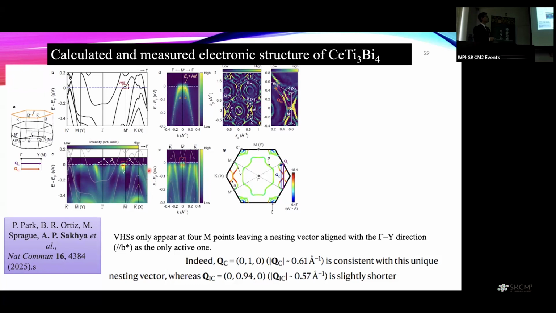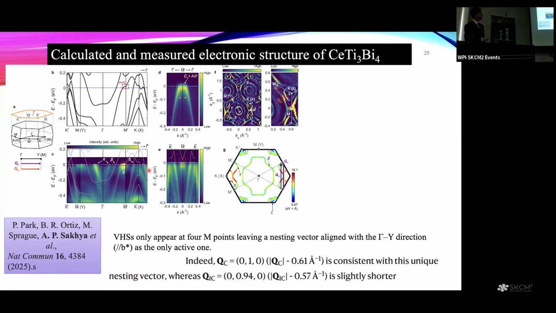play a very important role in stabilizing the spin density wave phase in the system, because if you have a Van Hove singularity, you have a large number of electrons in that particular region. So even if you have weak interactions, it's enhanced because of these Van Hove singularities.